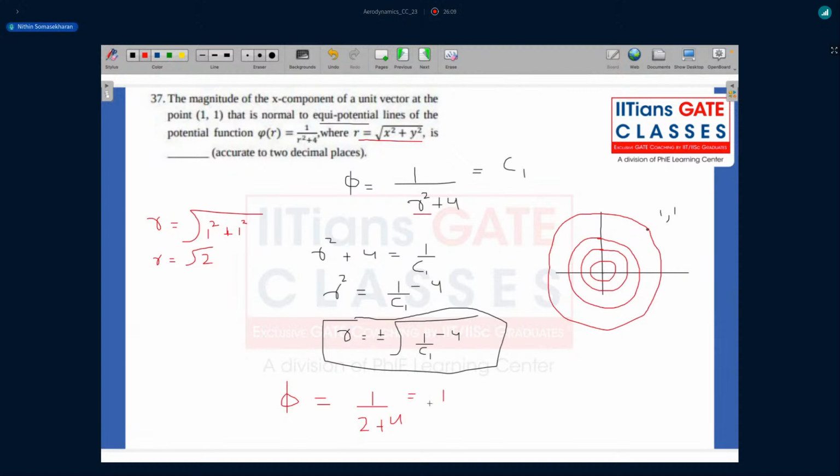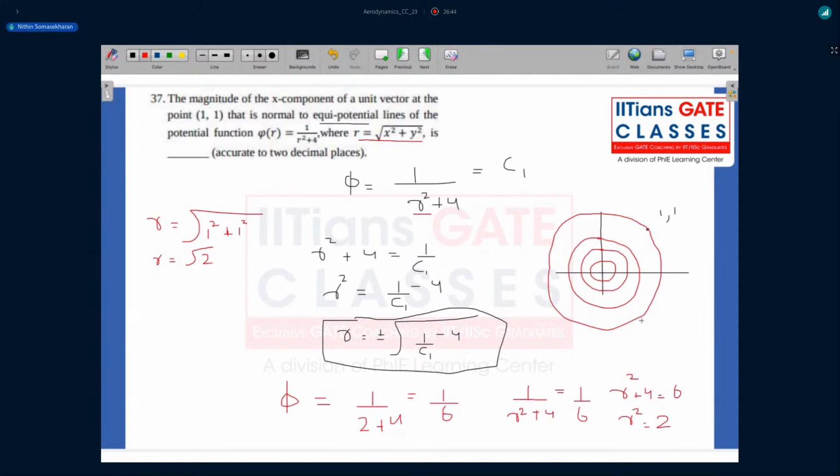So that will be phi equals 1 by 6. So if I take this, let's say I write r1 plus r square by 4 equals 1 by 6. All right. And if I rearrange the terms, it would look something like this. So r square plus 4 equals 6. And your r square equals 2.